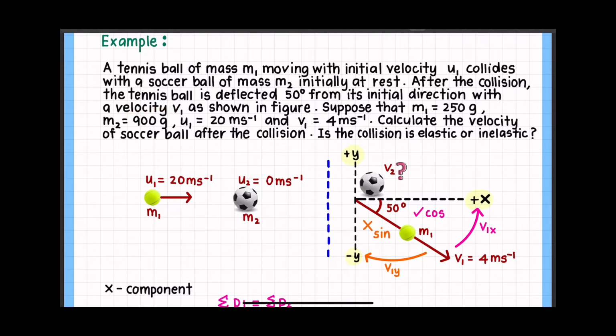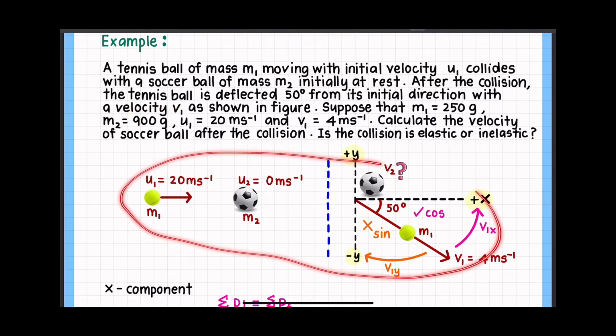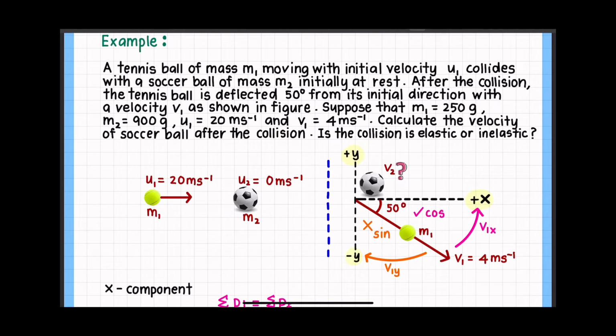Okay, so dia dah terbagilah dalam figure ni, just kita tengok je lah. Then suppose that m1 is 250 gram and m2 is 900 gram. Okay, u1 is 20 meter per second and v1 is 4 meter per second. Calculate the velocity of the saucer ball after the collision. So, is the collision elastic or inelastic? Okay, dia ada tanya dua soalan lah. Pertama is calculate the saucer ball after the collision dan bagi tahulah sama ada collision dia elastic atau inelastic.